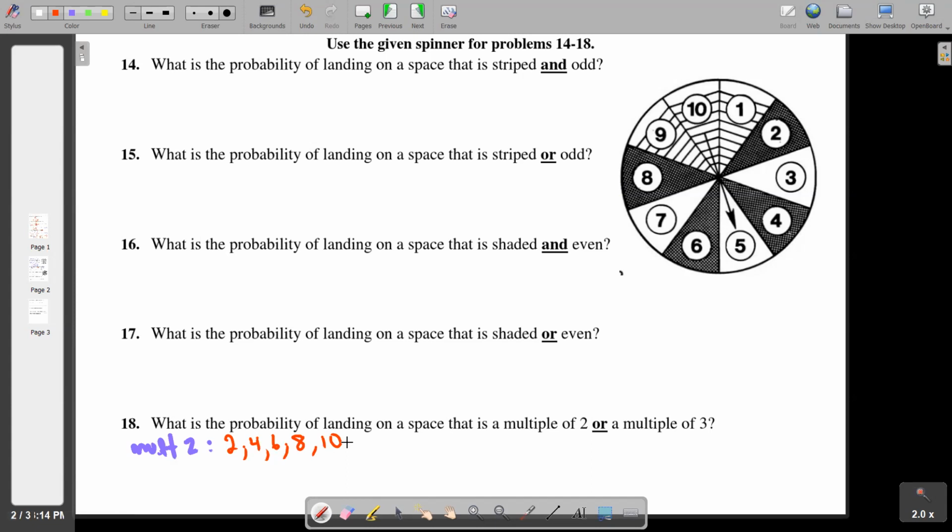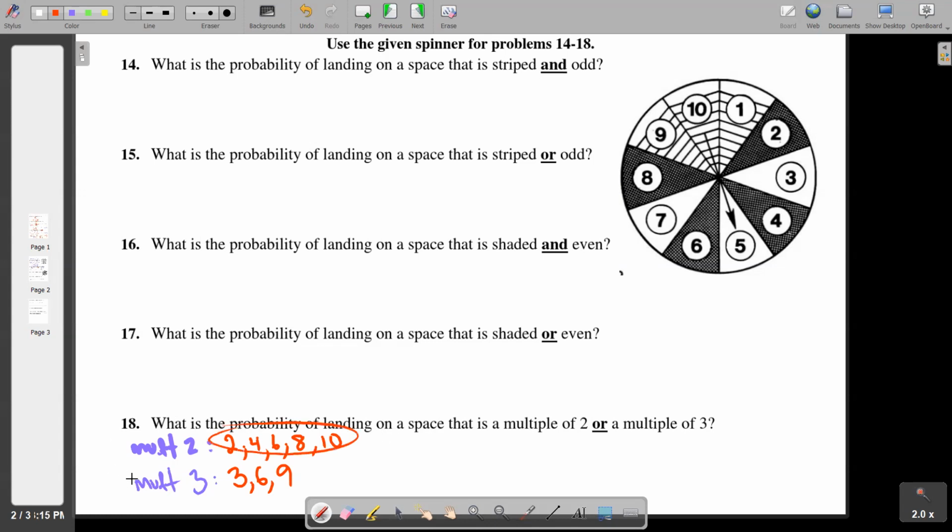When you count by 2s, you're doing multiples of 2. The multiples of 3 are the same thing, just count by 3s. 3, 6, 9. And of course, you could keep going, but they're not going to be on the spinner. So now the question is, if I just look at these as what they are, how many multiples of 2 are there?